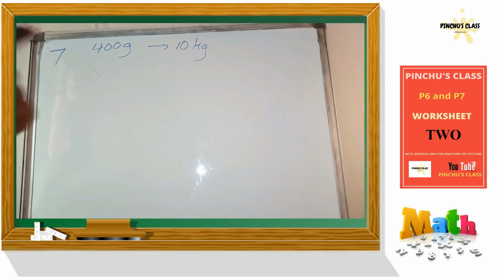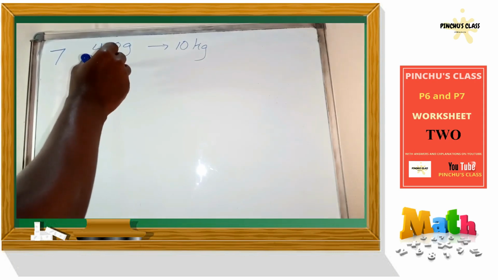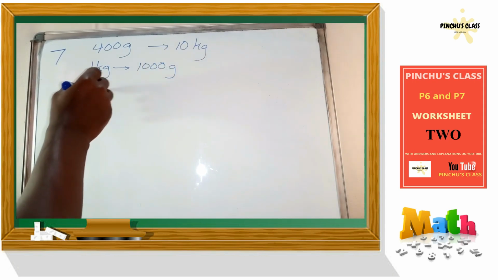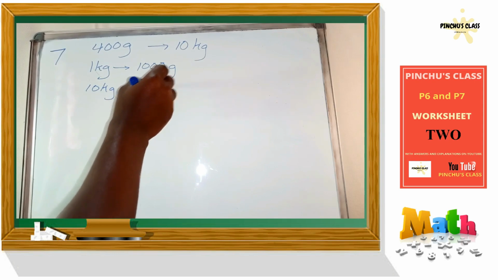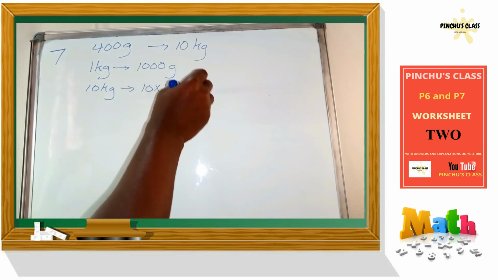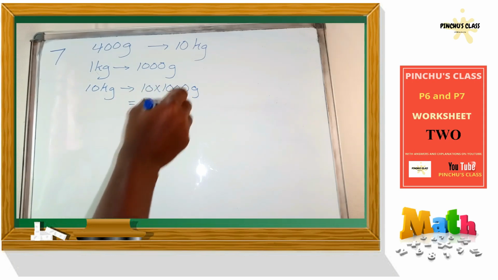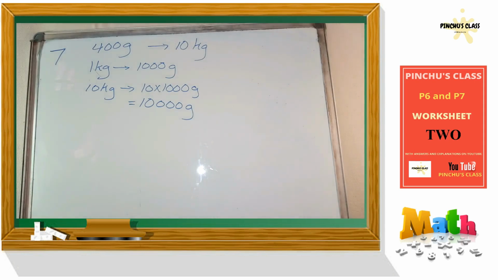So what we do, we have to first change this to the smallest, and that is going to be grams. 1 kilogram gives us 1000 grams. What about 10 kilograms? 10 kilograms will give us 10 times 1000 grams. So this is going to give us 10,000 grams. Therefore, we can now express 400 grams as a percentage of 10 kilograms.